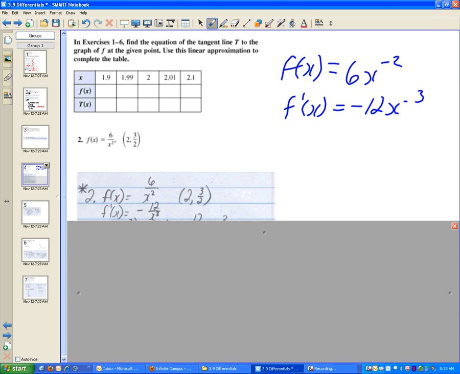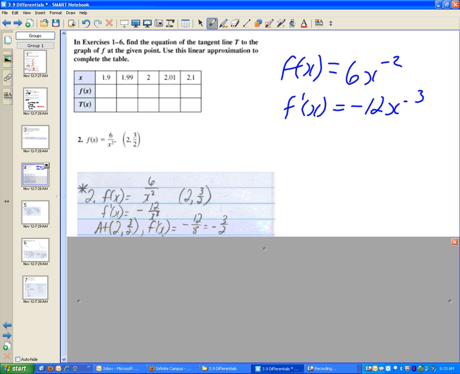Let's find the slope of the tangent line at this particular point. At the point 2, 3/2, f prime of x will equal negative 12 over 2 cubed, which is 8. And negative 12 over 8 reduces to negative 3/2. That's the slope of the tangent line at that point.